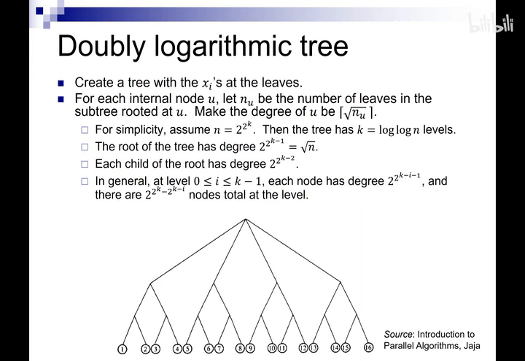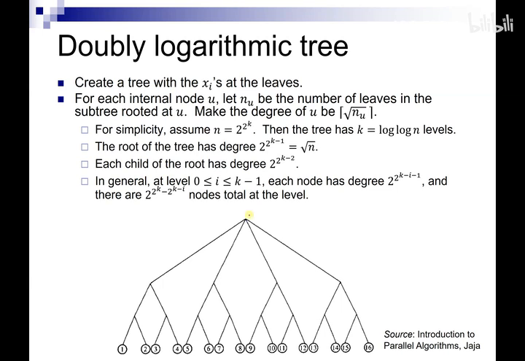Because its height is log n, for convenience we're going to assume that n is actually 2 to the 2 to the k. This way, if you take log of n, you get a number, an integer number.